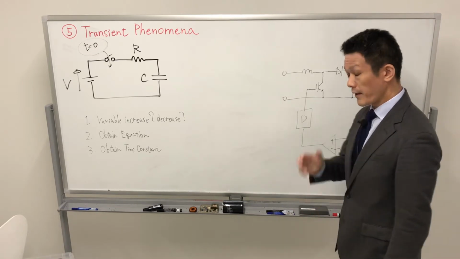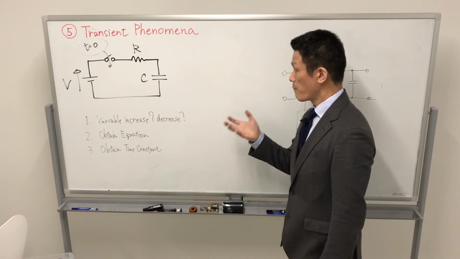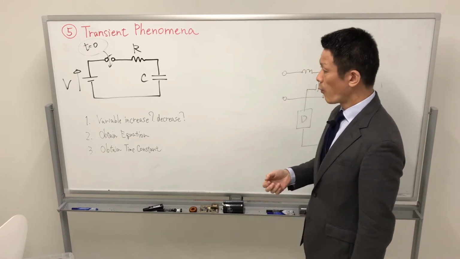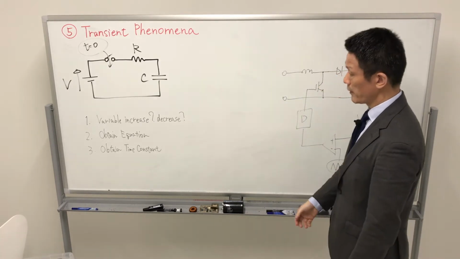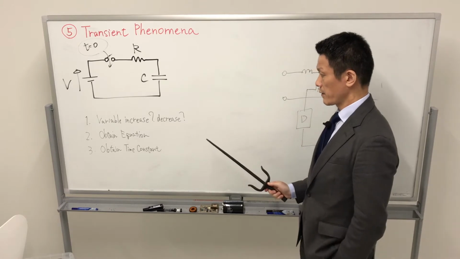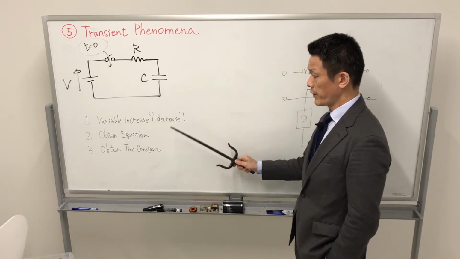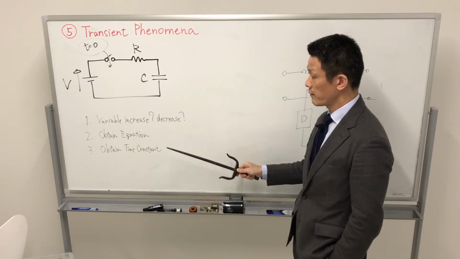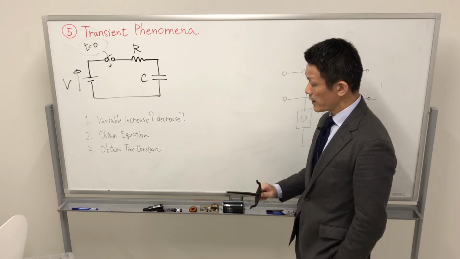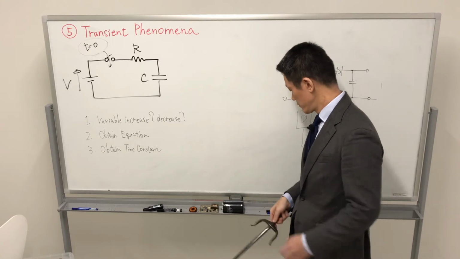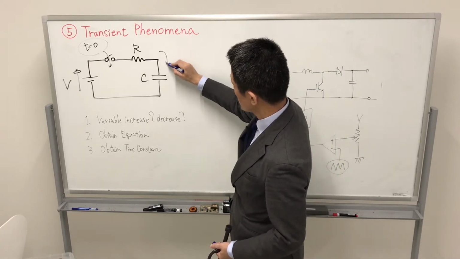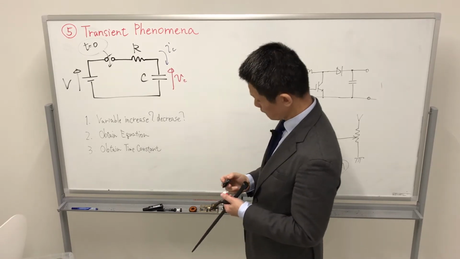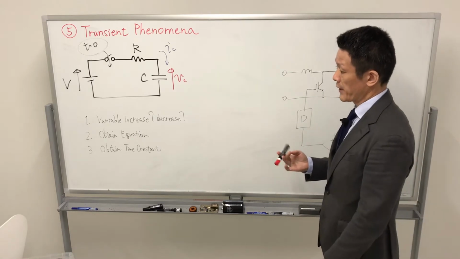Okay, very easy. But my lecture does not require the differential equation, only using Ohm's law. For my original analysis method, it is composed of these three steps. One is the variable, for example, the voltage or current, whether it increases or decreases. The next step, obtain the equation VC or IC. And finally, we will obtain the time constant.